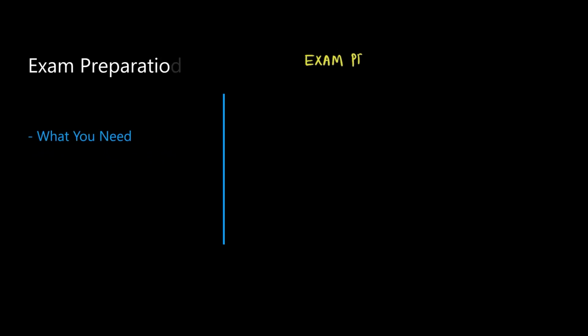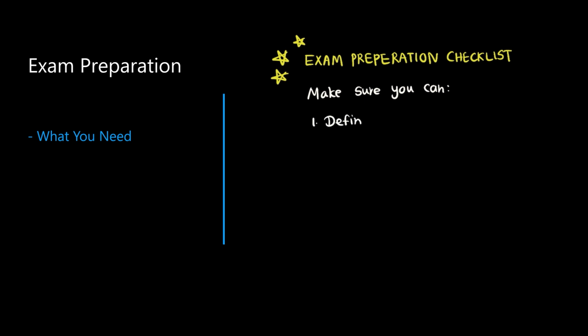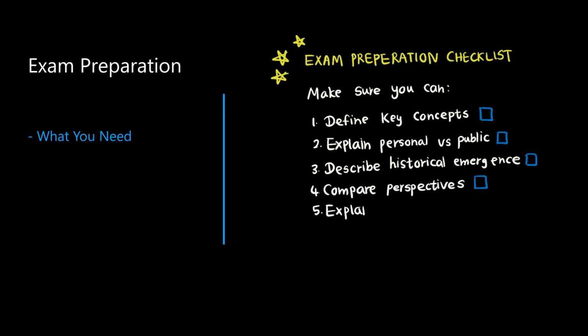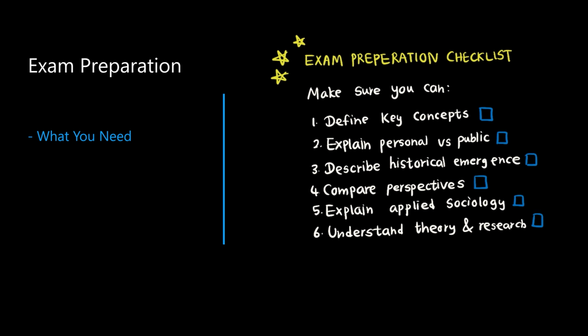As you prepare for your exam, make sure you can do several things. First, define key concepts like sociology, sociological imagination, and social facts in your own words. Second, explain the difference between personal troubles and public issues with examples. Third, describe the historical emergence of sociology and the role of positivism. Fourth, compare and contrast the three major theoretical perspectives. Fifth, explain how sociology is applied to address real-world problems. And sixth, understand how theory and research work together in the discipline.